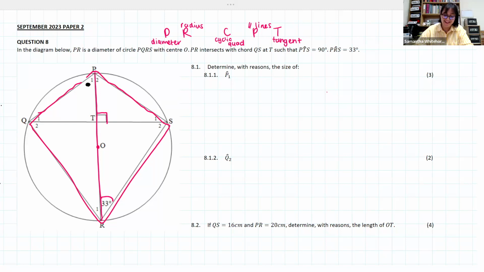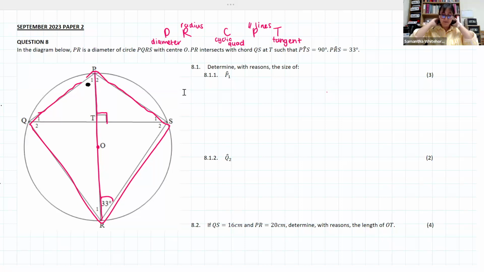Okay, ma'am, for us to get P1, I used angle Q1 because they're angles in the same segment with R. And then the line from center, which is OP, bisects the chord QS, which makes angle T 90 degrees. And then we're going to add 90 plus 33 to get angle P1.